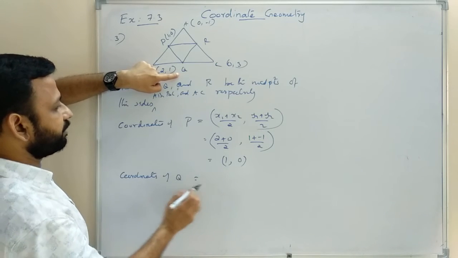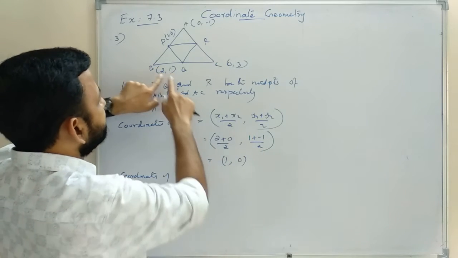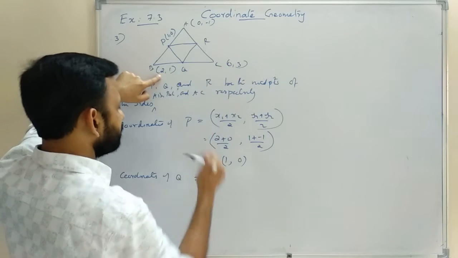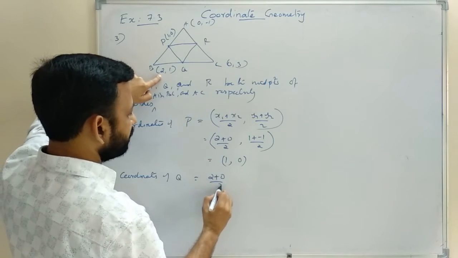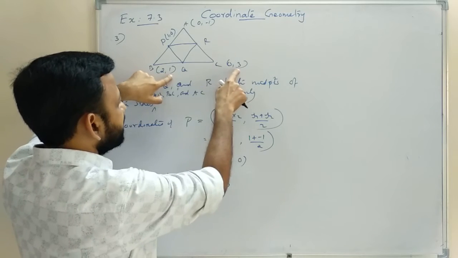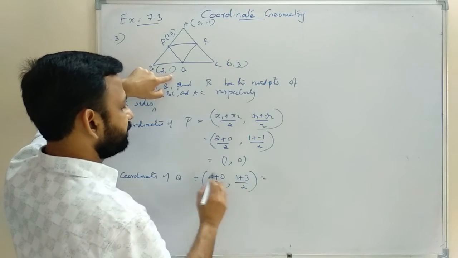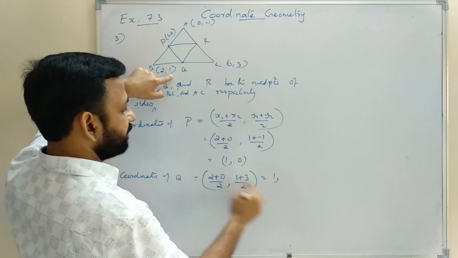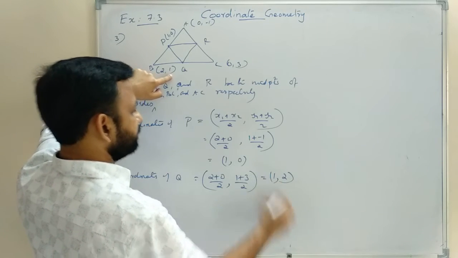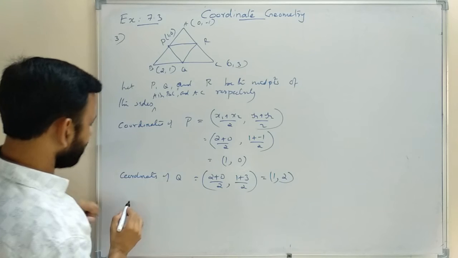Coordinates of Q equal to, now need to write the formula again. (2 plus 0) upon 2, then (1 plus 3) upon 2. So that is equal to 2 by 2, that is 1, and 3 plus 1, 4, 4 by 2, 2. Then coordinates of R.